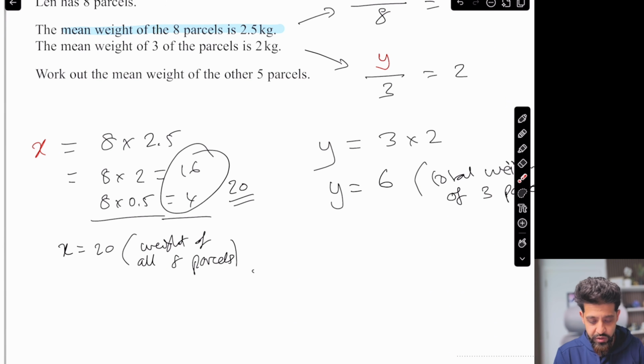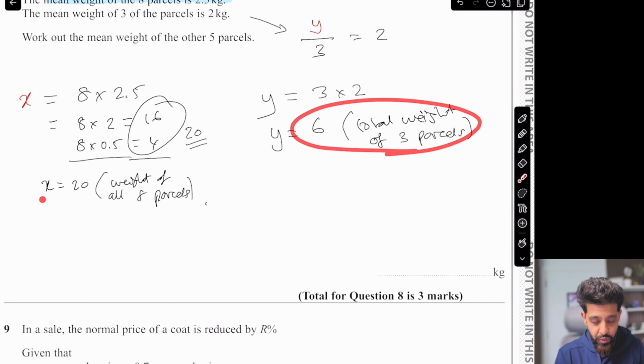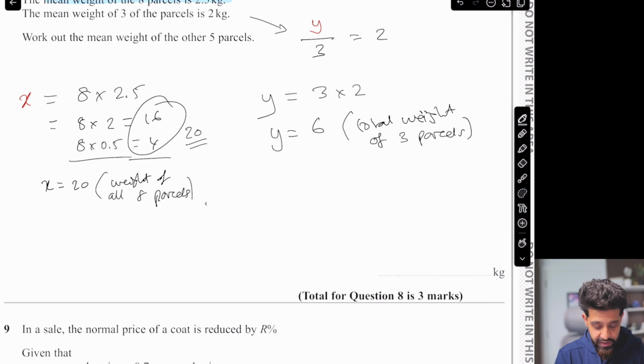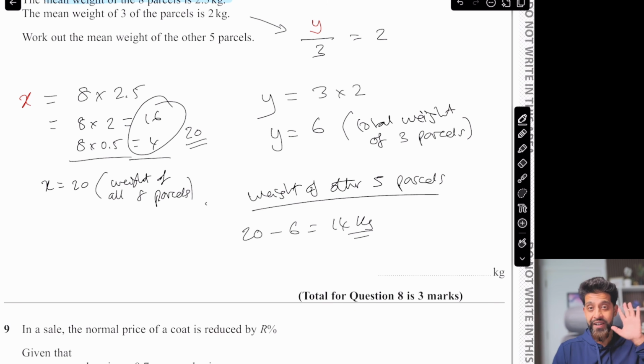Now it wants us to work out the mean weight of the other 5 parcels. We've got the total weight of 3 parcels, which is 6, and the total weight of all 8 parcels, which is 20. If we take them away, we'll have the weight of the other 5 parcels. So that will be 20 take away 6, which is 14 kilograms. By the way, they're all in kilograms.